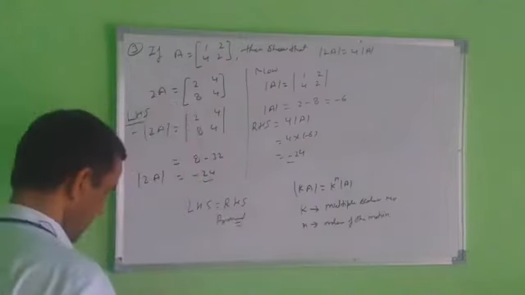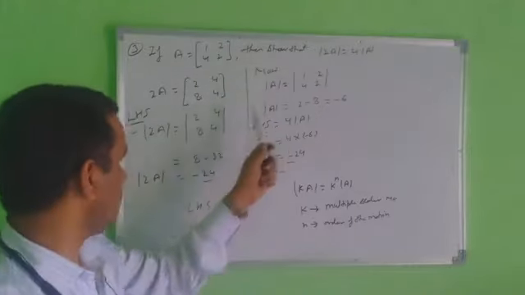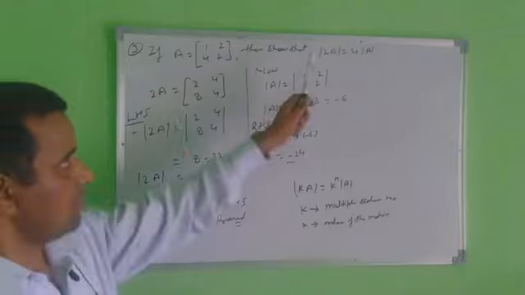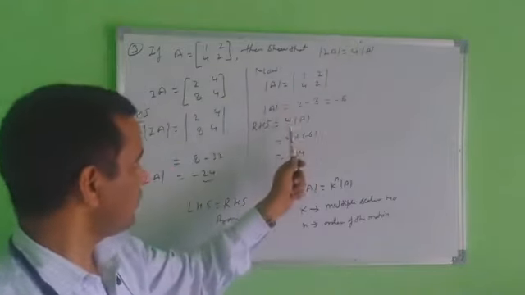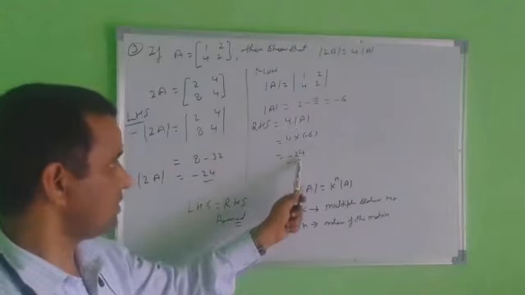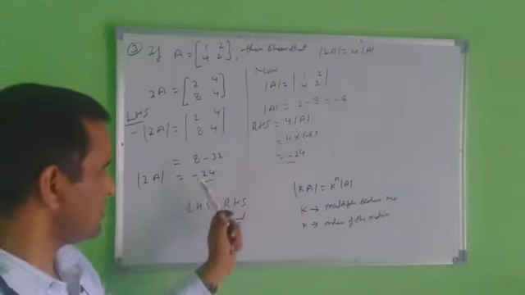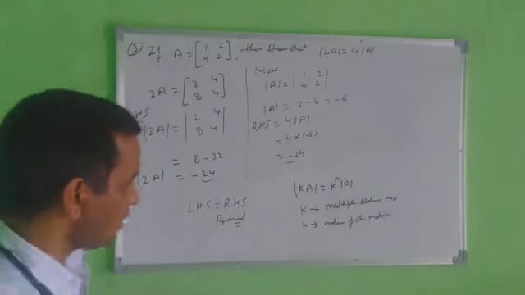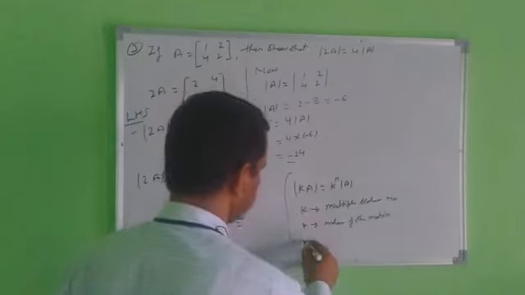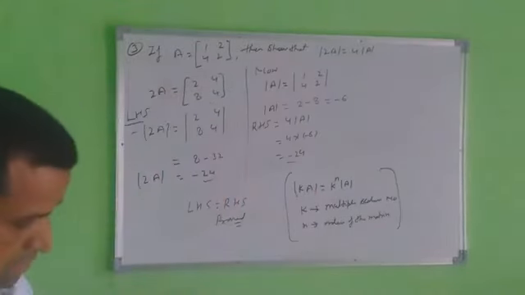This is the proof. So what is the value of the RHS side? The determinant of 2A is minus 24. The RHS is 4 into the determinant of A, which equals minus 24. Both answers here are the same. LHS and RHS both give the same answer, so you can prove these things. Second, you can also apply this theorem here, and then you can get the answer easily. Just note it down. Next.